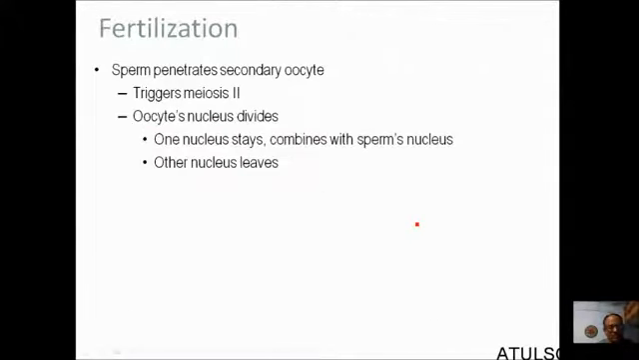If fertilization takes place, or the sperm penetrates the secondary oocyte, then it triggers meiosis 2, and meiosis 2 starts. The oocyte nucleus divides, one nucleus stays and combines with the sperm nucleus, and the other nucleus leaves. The other nucleus means the polar body.